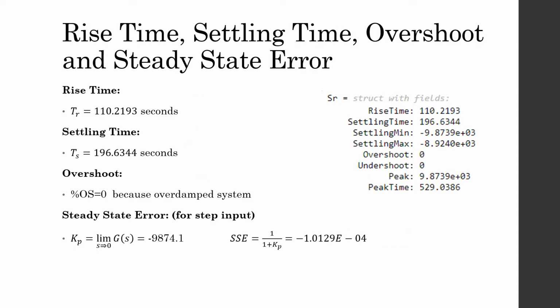Our system has a rise time of 110 seconds and a settling time of about 197 seconds. These were calculated from the stepinfo function in MATLAB. There is 0% overshoot due to the overdamped system, and for the steady state error, we followed the formula 1 over 1 plus Kp, where Kp is found by taking the limit of G(s) as s goes to 0. We found that the steady state error is about -1 times 10 to the -4th.